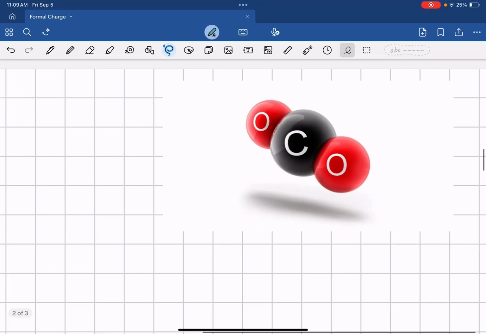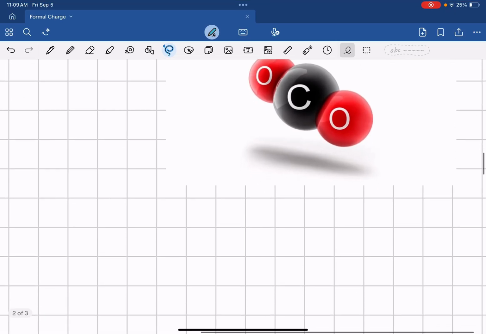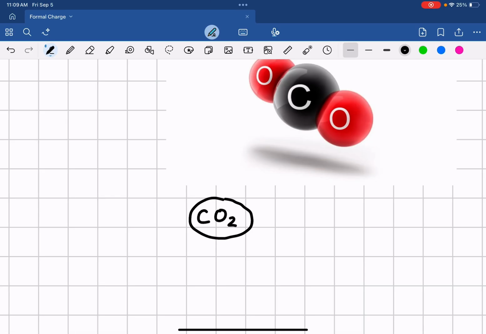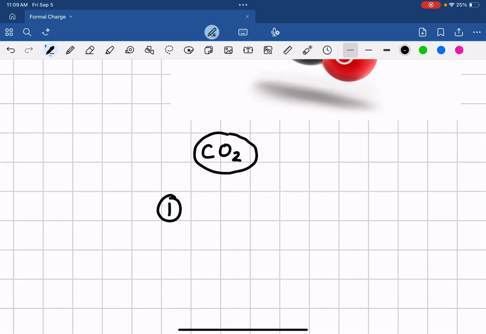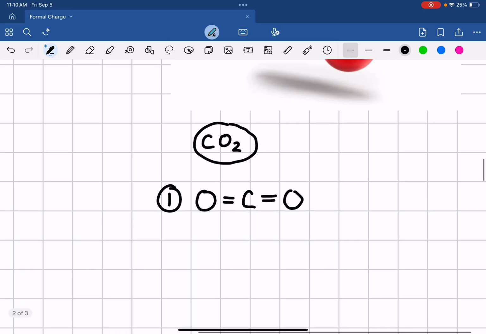CO2's Lewis structure could potentially be drawn out in two ways. CO2 can be drawn as option 1: carbon is connected to oxygen with a double bond, so 2 oxygens and 1 carbon in the middle. Filling out the electrons, this oxygen over here only has 4 electrons. We need to fill out another 4 electrons to complete 8 total and complete its octet.